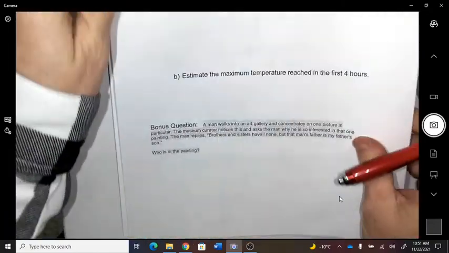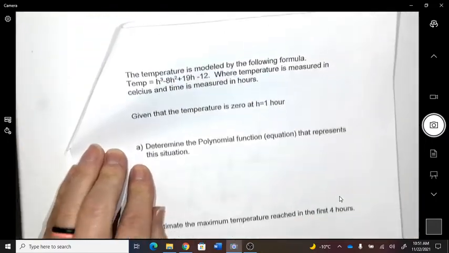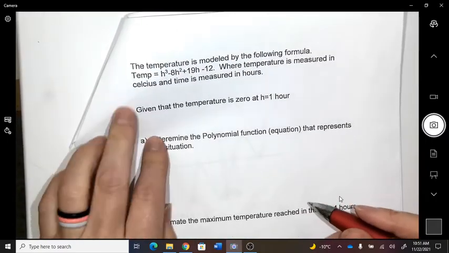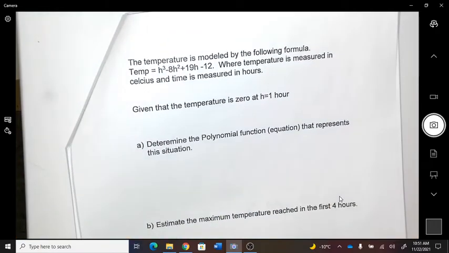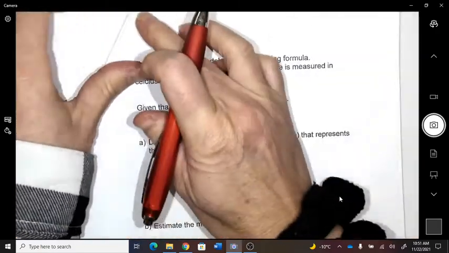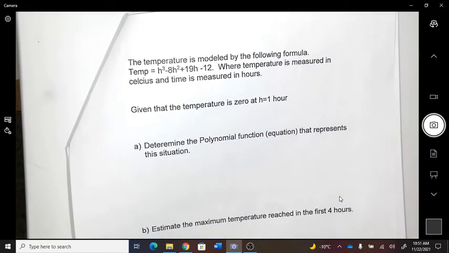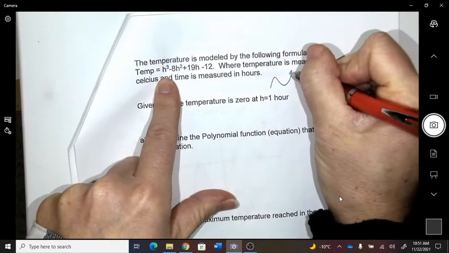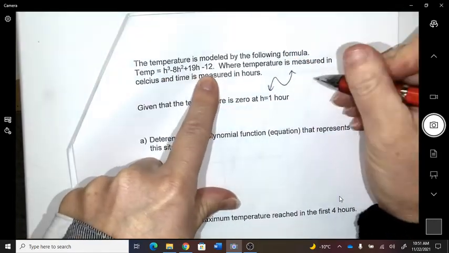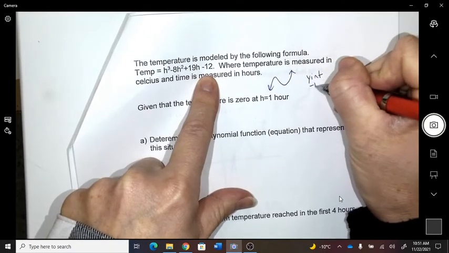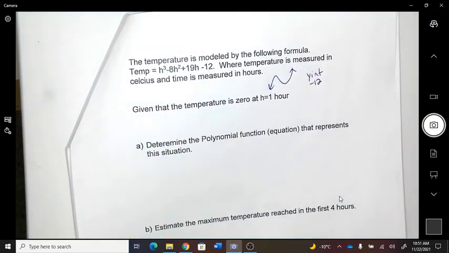Okay, temperature. When you look at this and were to ever graph it, what would it be? Shape-wise. An N? What else do you know quickly? The y-intercept is -12. Okay, we were told that the temperature is 0 when it's 1 hour of time.